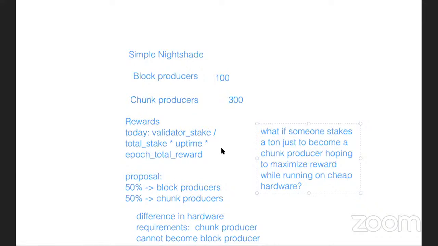I think there is a problem that if you cap rewards or stake, then some of those chunk producers can try to split their stake among multiple accounts, so they can circumvent any caps this way. And I think a good system should be resistant to this. It should not be possible to get more rewards by splitting your stake in any way.